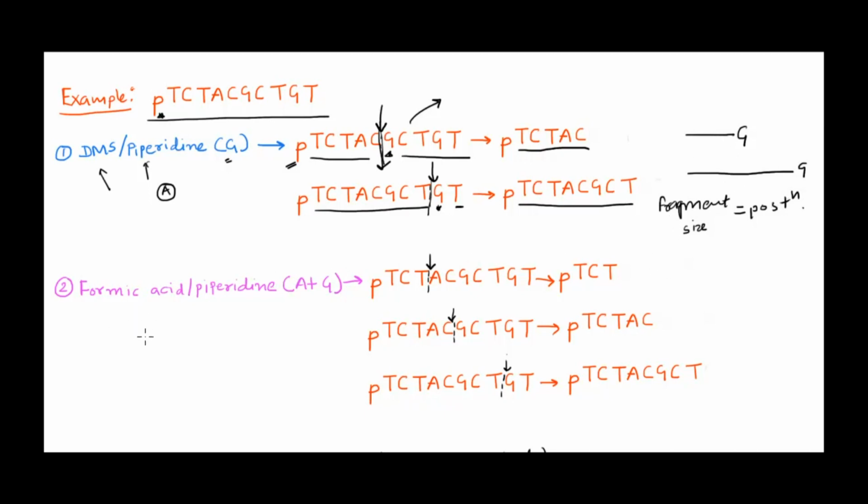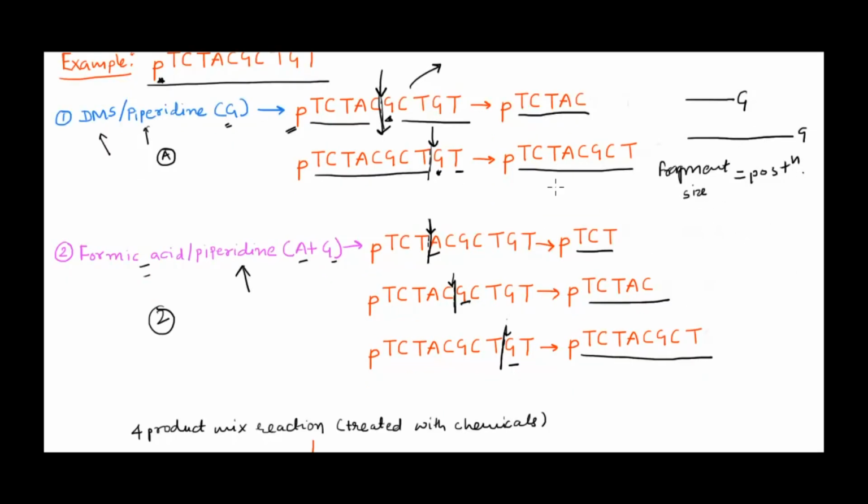This is one more example. In tube 2, say for example, we added formic acid followed by piperidine. Formic acid would modify both adenine and guanine. So wherever adenine or guanine is there, it is going to get modified, and piperidine can displace this nucleotide. As a result, you are going to have different length fragments produced. Now you might be wondering how to know whether it was adenine or guanine that was modified by formic acid. That also we will see in a while.